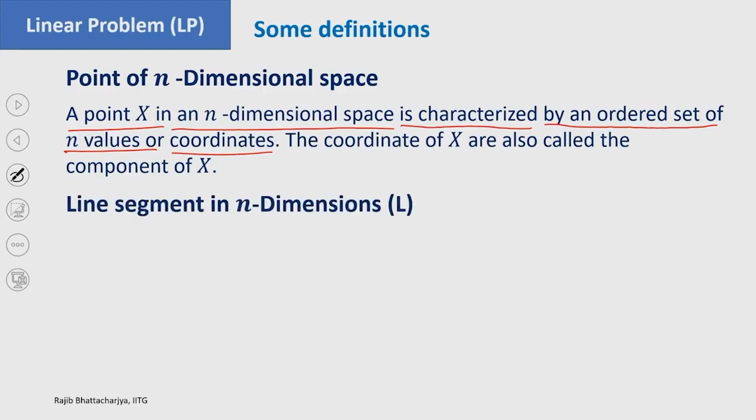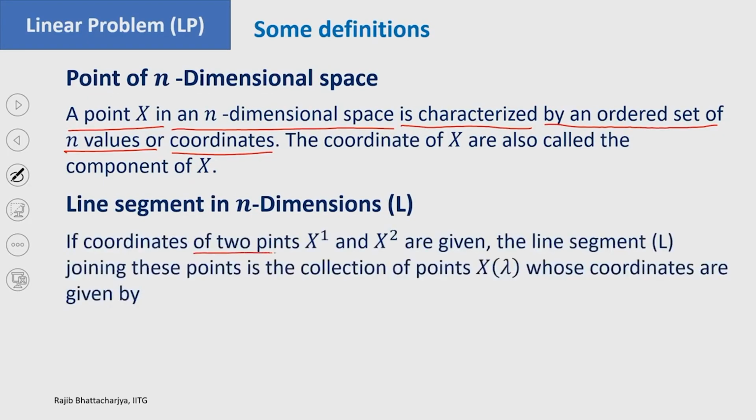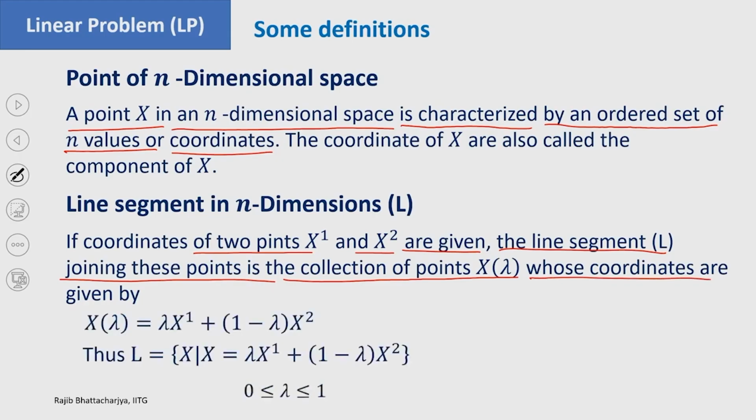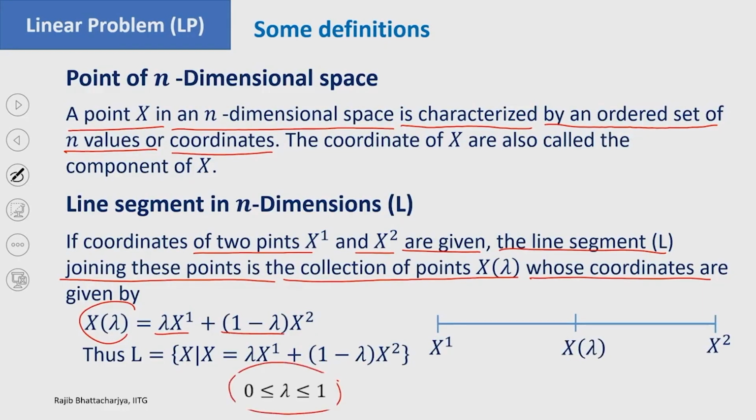So, line segment in n dimensions: if coordinates of 2 points x 1 and x 2 are given, the line segment L joining these 2 points is the collection of points x lambda whose coordinates are given by this equation. So, x lambda is lambda x 1 plus 1 minus lambda x 2. Lambda is between 0 and 1.